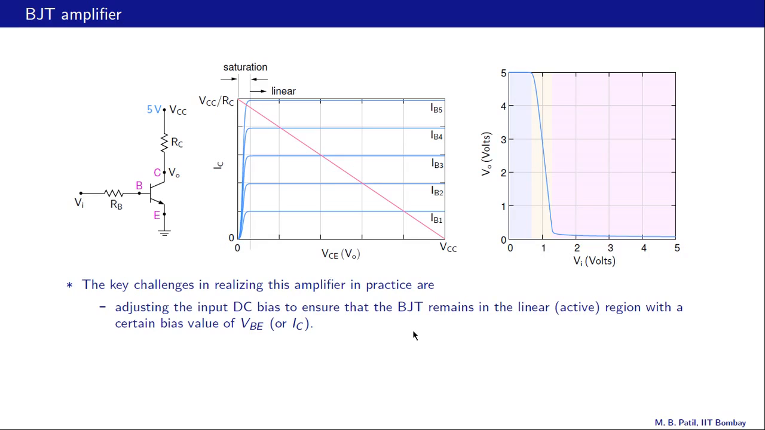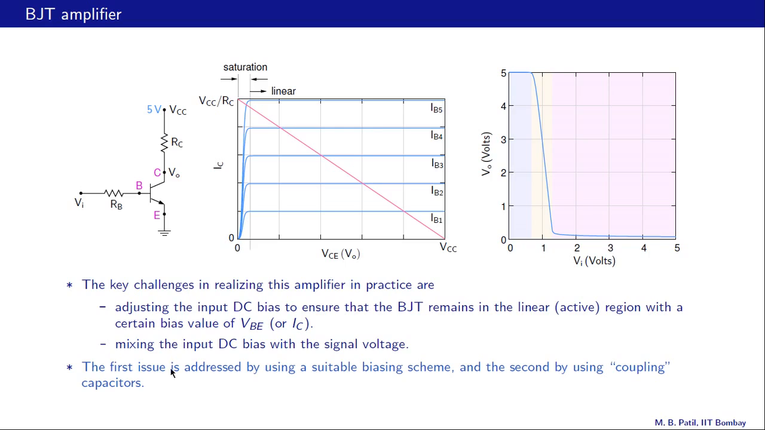That's one challenge. Second, mixing the input DC bias with the signal voltage. So we have two components to the input voltage. One is this DC bias, which we want to be at the center of this region. And on top of that, we want to have the input voltage. How do you mix these two input components, DC and AC, or DC and signal in general?